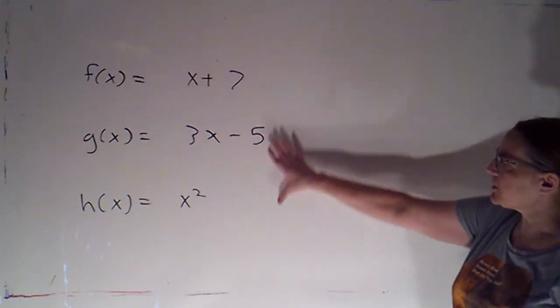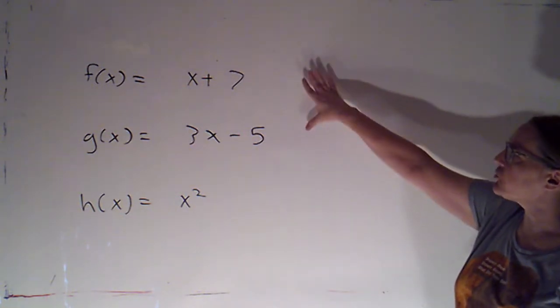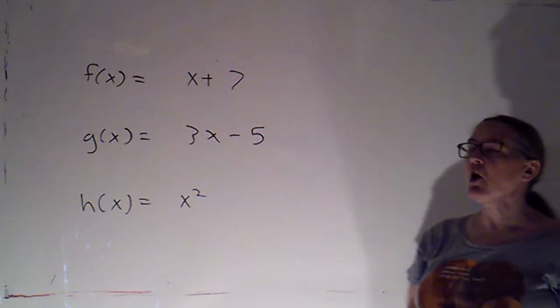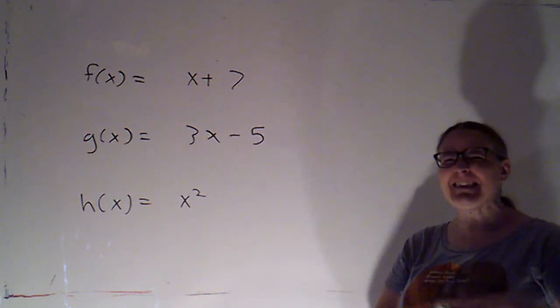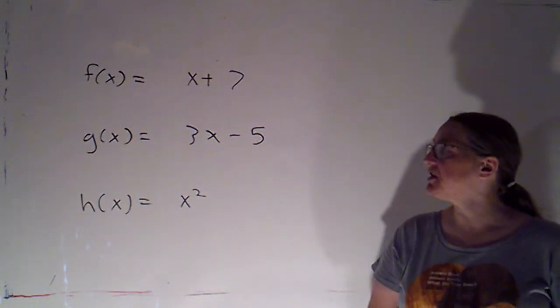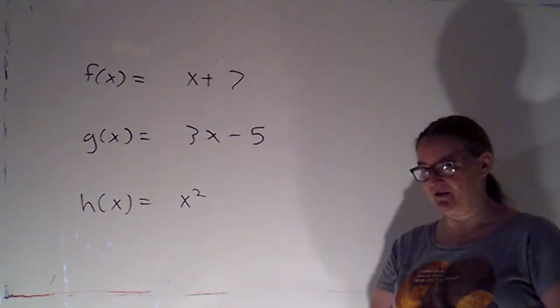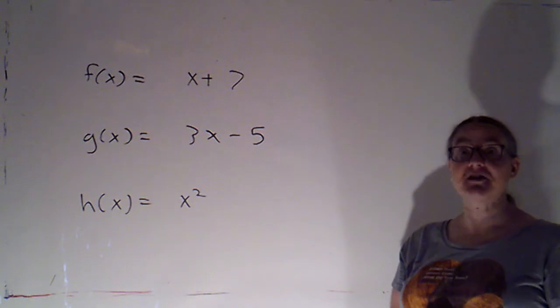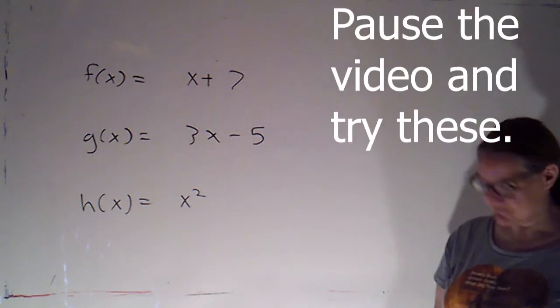So what I want you to do is pause the video, try to, for each of these, write the function that does the opposite thing, that would undo what this function is doing, if possible. And if not possible, just say so.